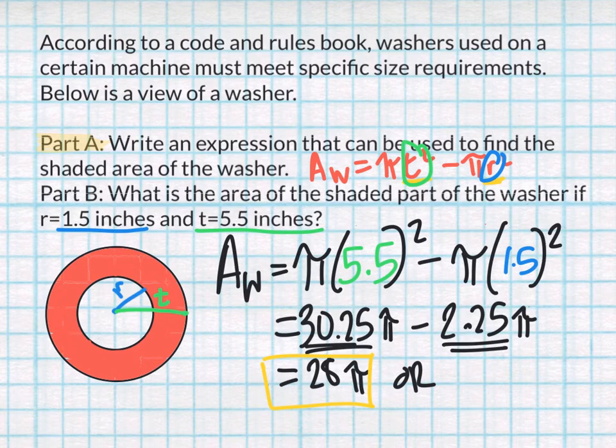So if I multiply 28 times pi, I'm going to get 87.96. And my units on this, inches squared. So the area of this washer is either 28 pi inches squared, or I will also accept 87.96 inches squared.